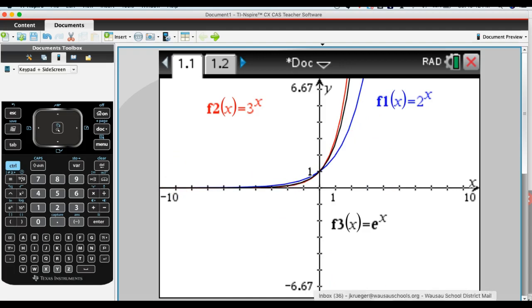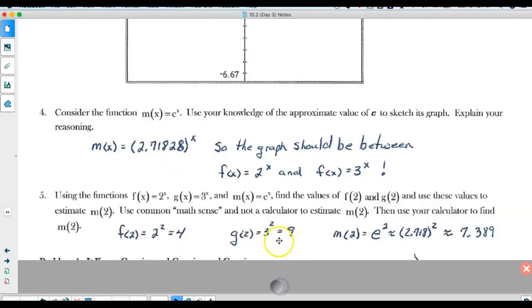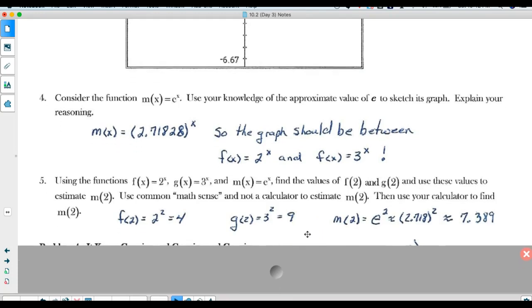Shocker, huh? How do I get back? I've got to go back. As we keep moving along, we're going to find values of f of 2 and g of 2 and estimate m of 2. We're not going to do any estimating with MathSense, because I know right now at home online you're not going to do any approximation. You're just going to type it into your calculator. f of 2 is 2 to the second power, which is 4. g of 2 is 3 squared, which is 9.